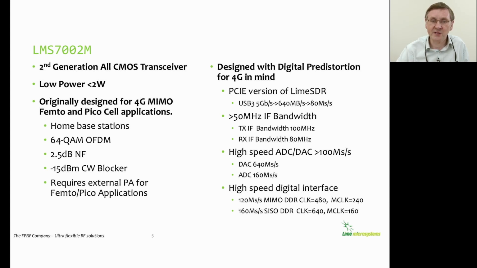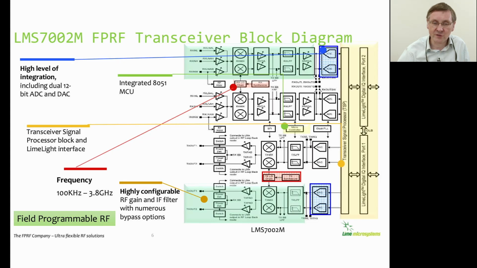There's also a PCIe version of the LimeSDR, which was designed for digital pre-distortion, and that has 50 MHz IF bandwidth and supports ADC and DAC speeds of over 100 megasamples per second. It also has high-speed digital interfacing.